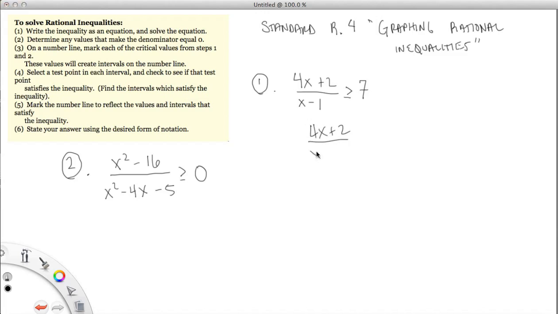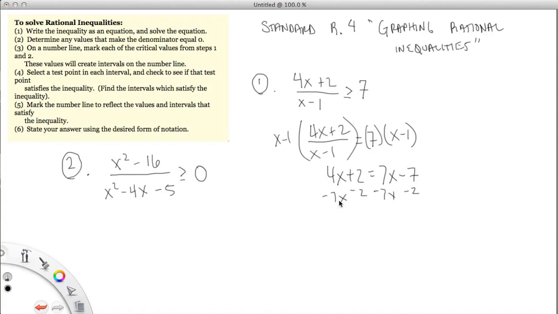So we're going to have 4x over x minus 1 is equal to 7. When we do that, we multiply both sides by x minus 1. And then we get 4x plus 2 equals 7x minus 7. All right, so we should be pretty good from here. We can simply solve this as we usually do. I'll do it quickly just to save time. So we get negative 3x equals negative 9, and then negative 3 divided by negative 3, and x equals 3. So one of my critical points is 3.